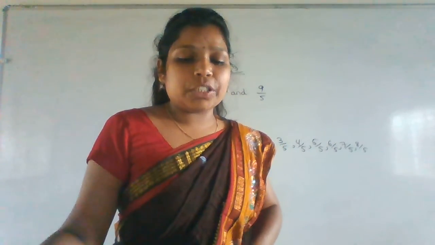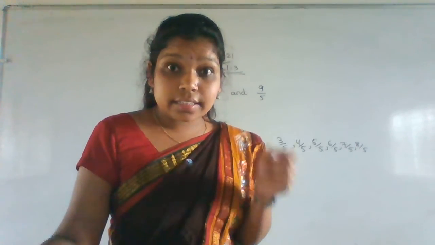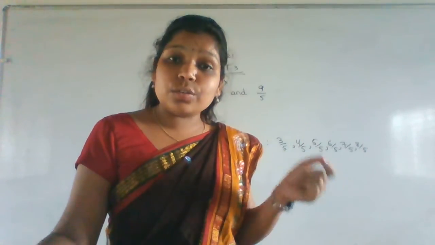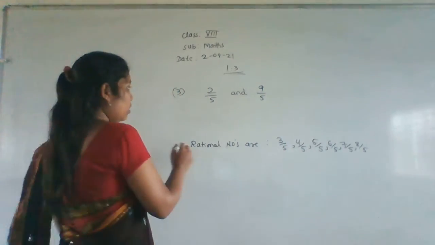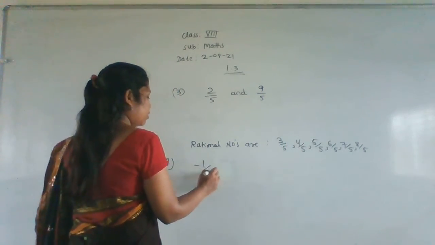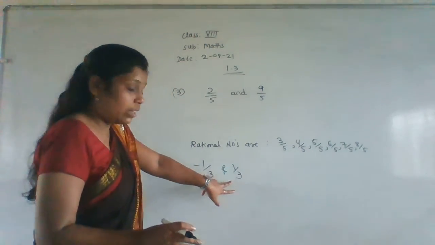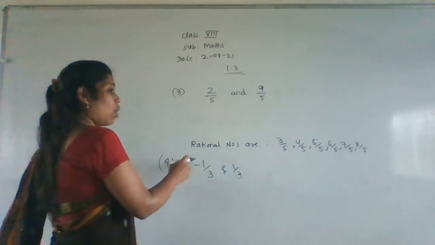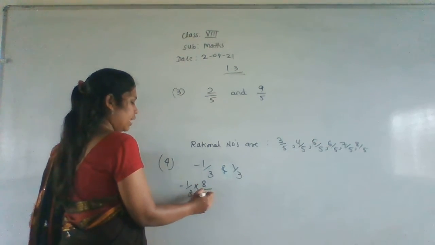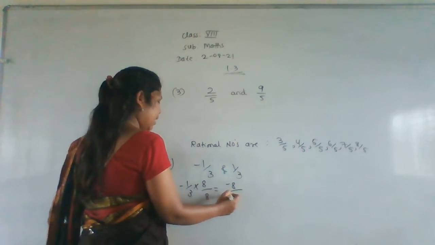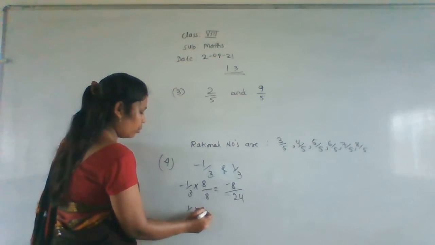Find any 10 rational numbers between minus 1 by 3 and 1 by 3. 10 they told. Okay. So in between minus 1 to 1, only one value we are having, 0. So for that reason what do we have to do here? Multiply first. We want 10 rational numbers in between minus 1 by 3 and 1 by 3. First we multiply minus 1 by 3 with 8 by 8, that will be minus 8 by 24. Right? Next multiply 1 by 3 with 8 by 8.